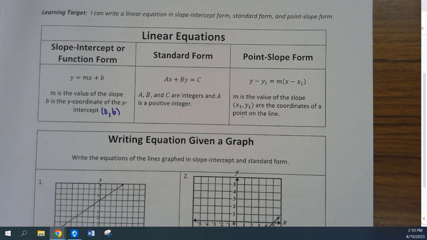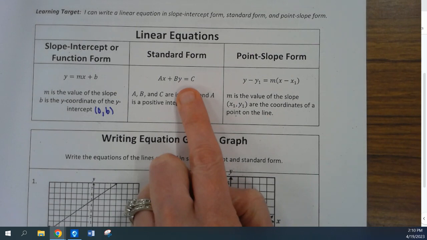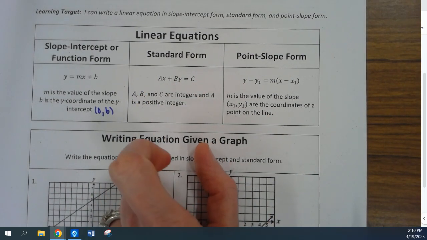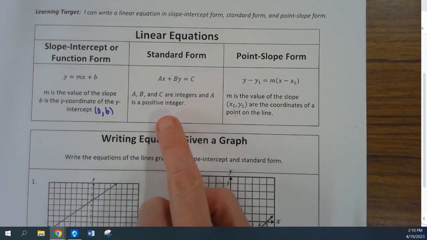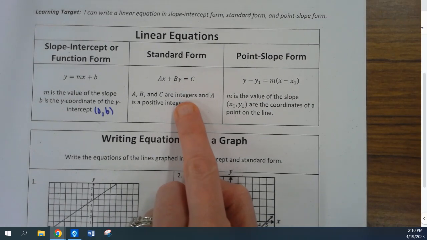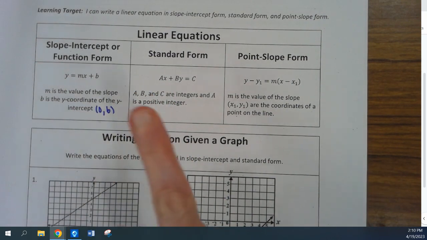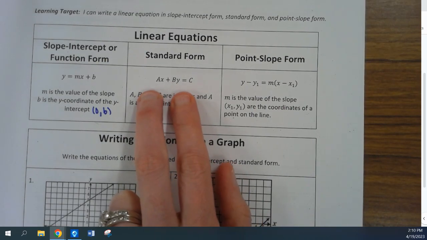Another form of a linear equation that we've worked on in this unit is our standard form. And when we talked about standard form, we looked at finding the x and the y-intercepts and then drawing our graph. But the important thing to remember about standard form is that a, b, and c are all integers, which means there's no fractions. They're all just whole numbers. And a always has to be a positive integer. So the value for a should always lead off with a positive value for x. We can recognize standard form when our x's and y's are together on the same side of our equal sign.